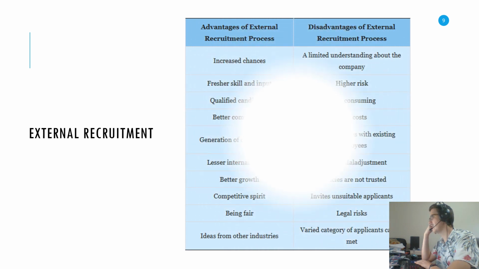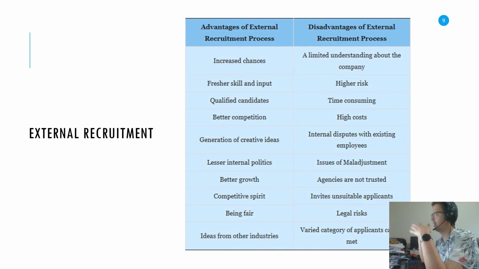Why would you do it? It increases your chances of finding the best skill, you get fresh skills, you have better competencies, you have ideas that are flowing in from inside and out. And the only cons are that you don't have that cultural compatibility, it's going to take longer to find them, you don't know anything about them, there's a higher cost, especially if you use agents. And it also reduces morale of inside.